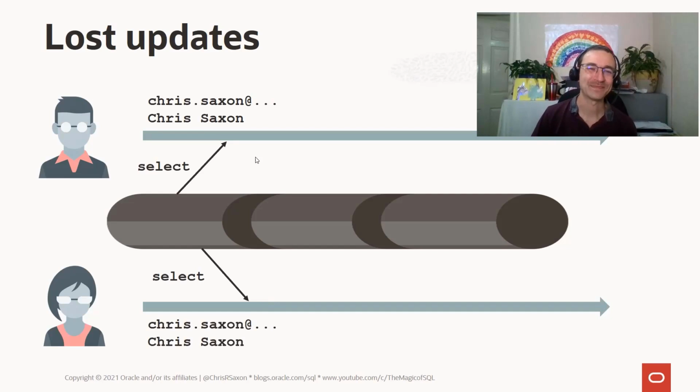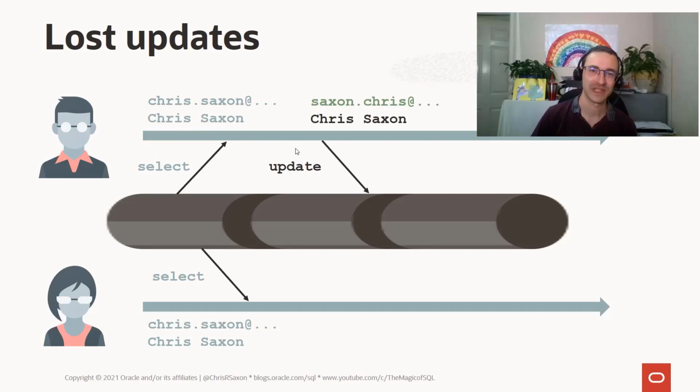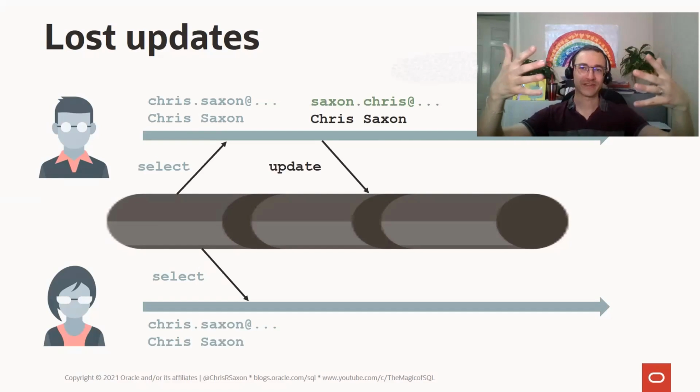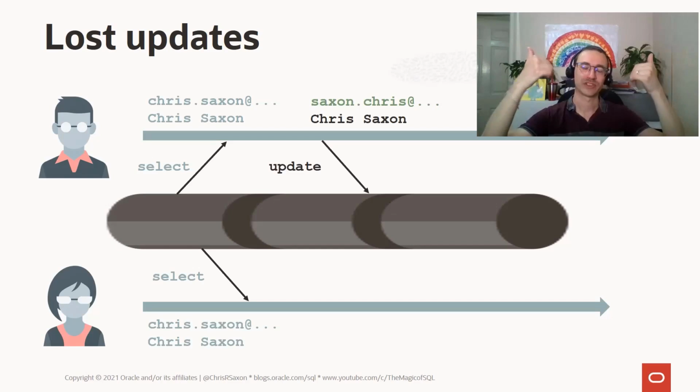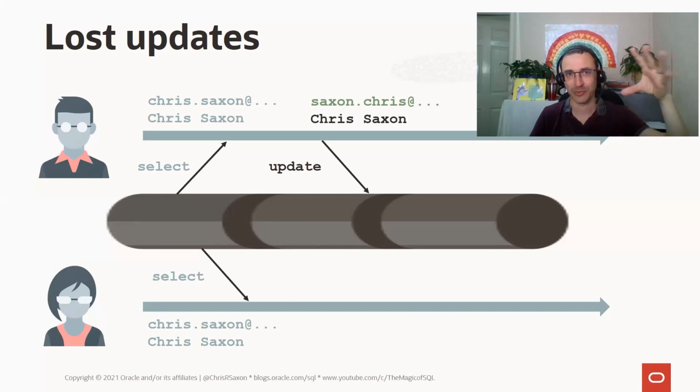All right, anyway, I've selected my data out, and I want to change my email address. Instead of chris.saxon, I'll be saxon.chris. Having queried that and viewed it in my application, I will then change the email address and send the information back to the database. That's my email address and my name, because they are both in the form. So that's fine, I run that. But shortly after, or around the time I do that, this admin also writes changes to the database.